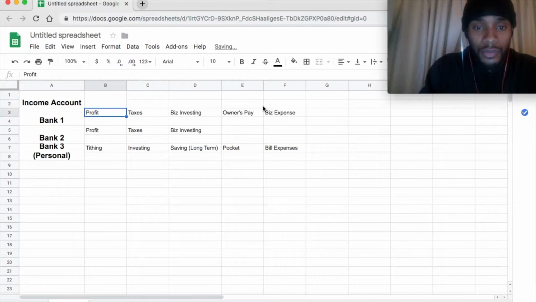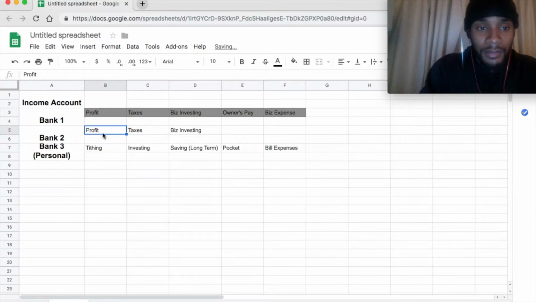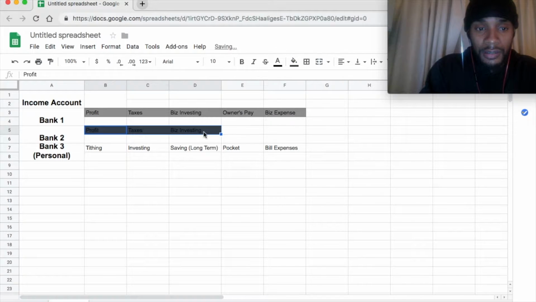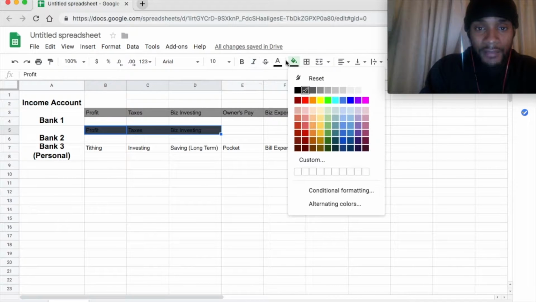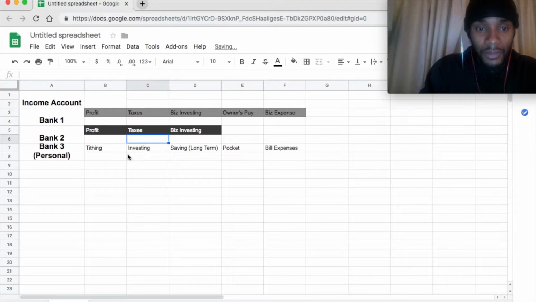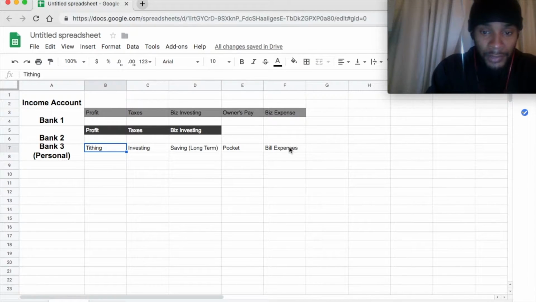Then what I like to do is give it a nice color where I'm able to see the different shades. And I'll explain why it's necessary to have the second bank, why it's very vital to have it. We'll get into it. We'll definitely get into it.